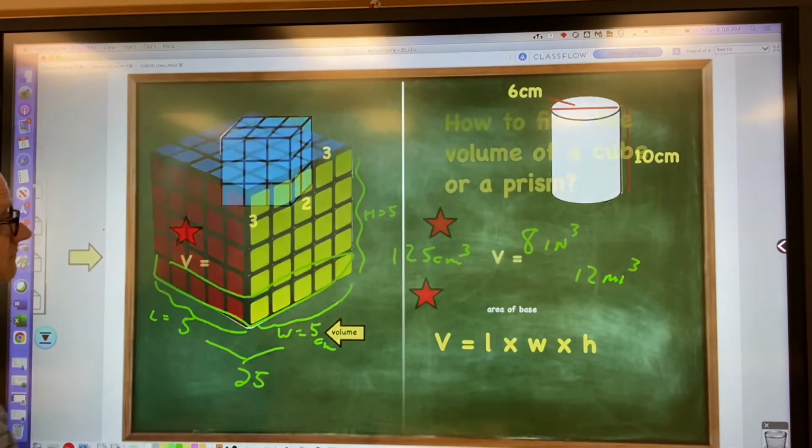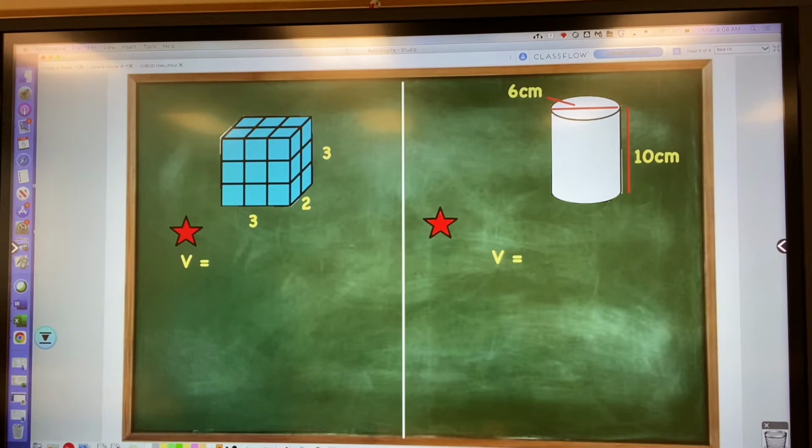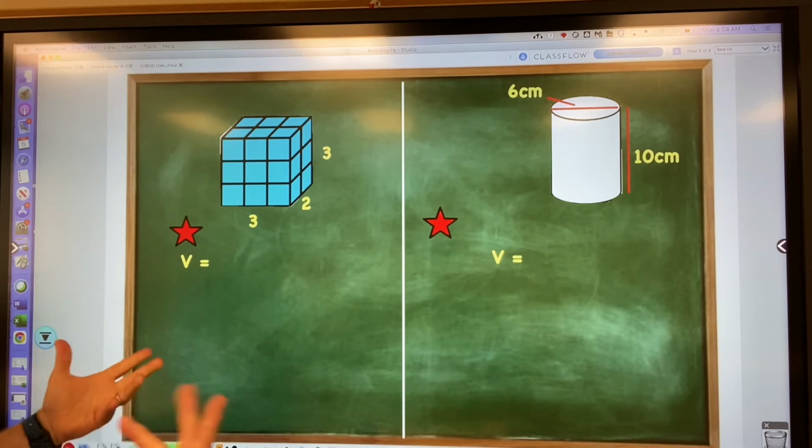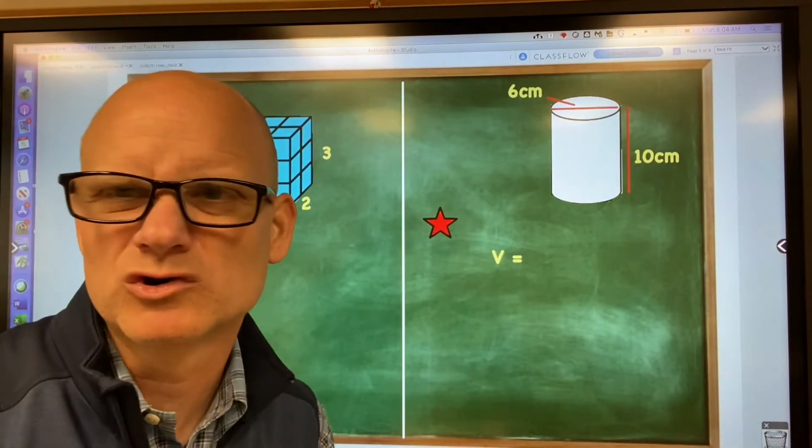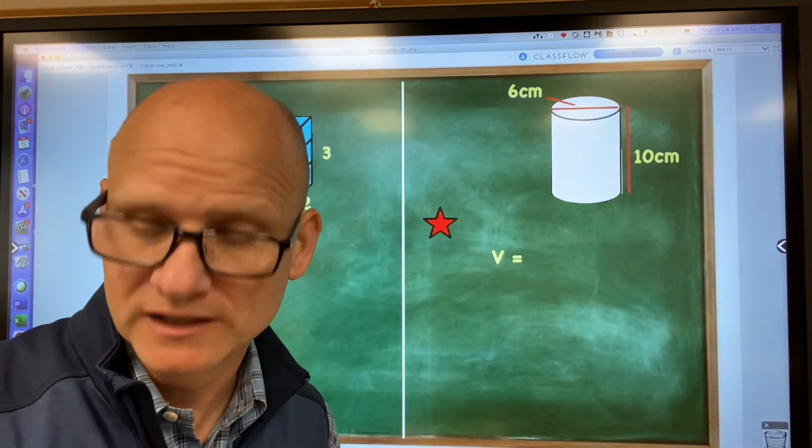Okay, so let's move along. So here, if I was asked to solve these two problems, or actually you guys go ahead, just press pause and work them out real quick, and then we'll talk about it. Go ahead.